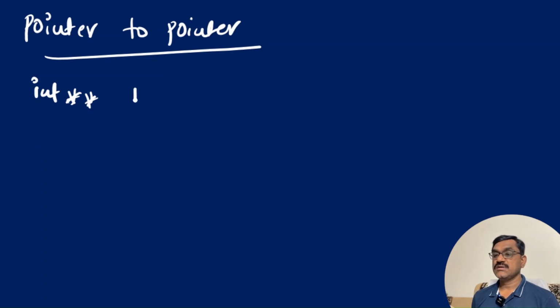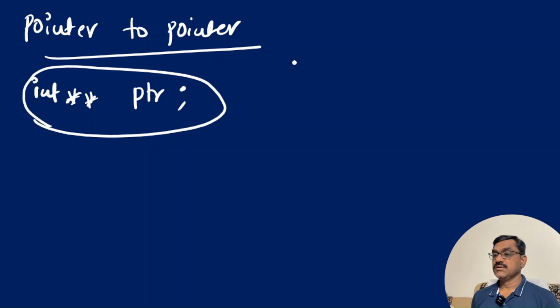Integer star star PTR. This is the way of declaring a pointer to pointer. That means PTR is the variable which consists of the address of another pointer. So how to use this pointer to pointer? Let us have the discussion here.